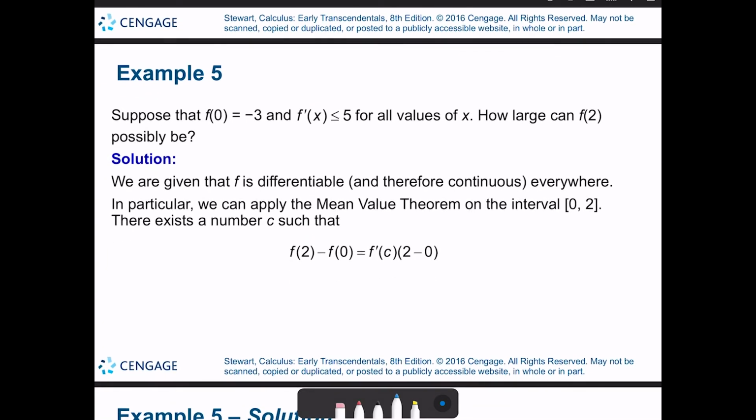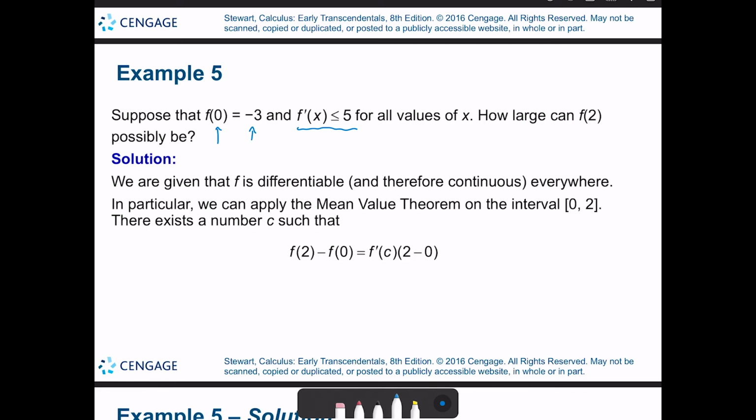The format of example 5 is a little bit different. Here we're being told that (0, -3) is a point on our function. We don't know what the function is. And we're being told that the first derivative, or the slope, of our function, the rate of change of our function, is less than or equal to 5 for all values of x.